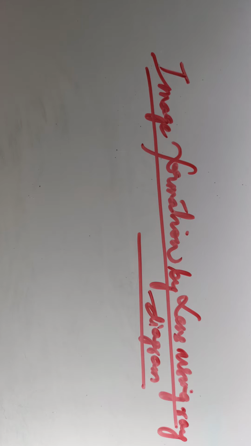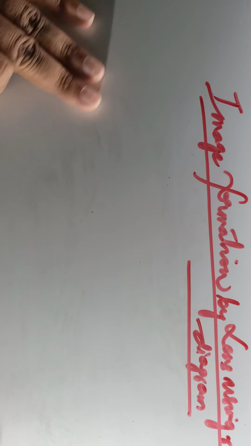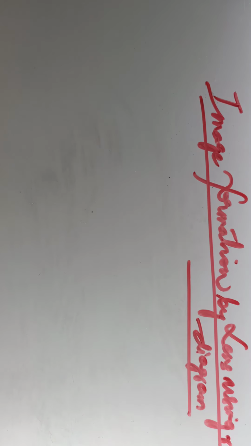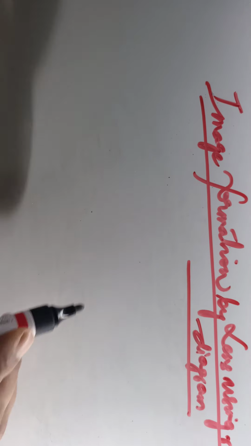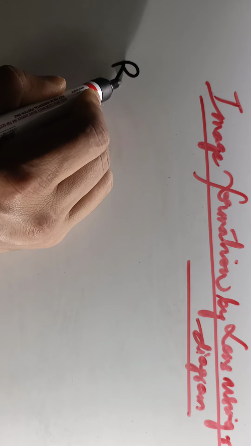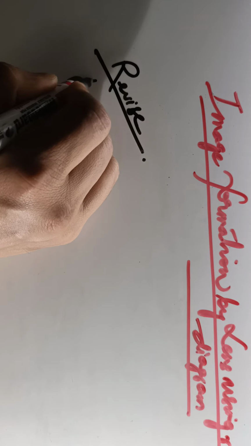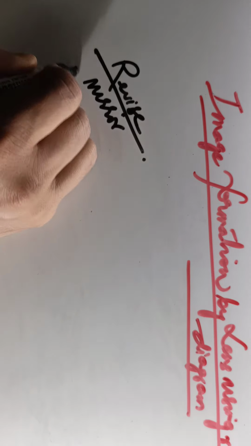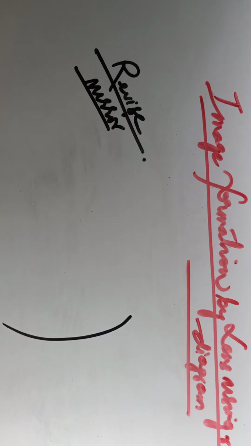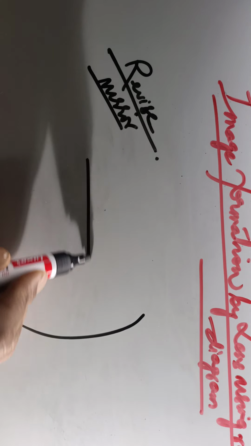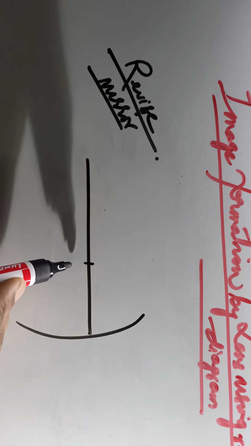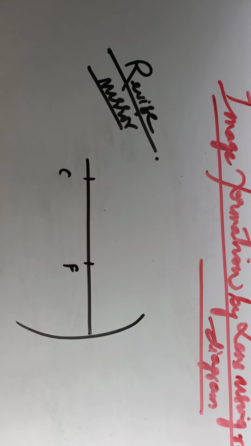Now, in order to understand this, before we go into the image formation by a lens, let's go back and revise the image formation by a mirror. In case of mirror, if you remember, there are three important rays. If I take the case of a mirror here, this is going to be the principal axis, this is going to be the focus and the center of curvature.